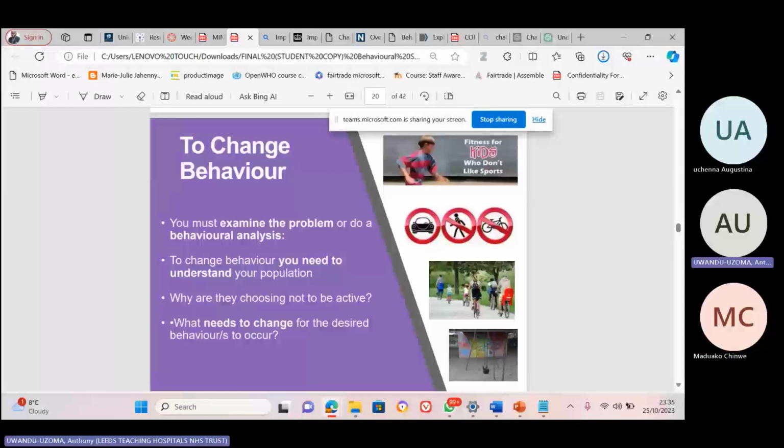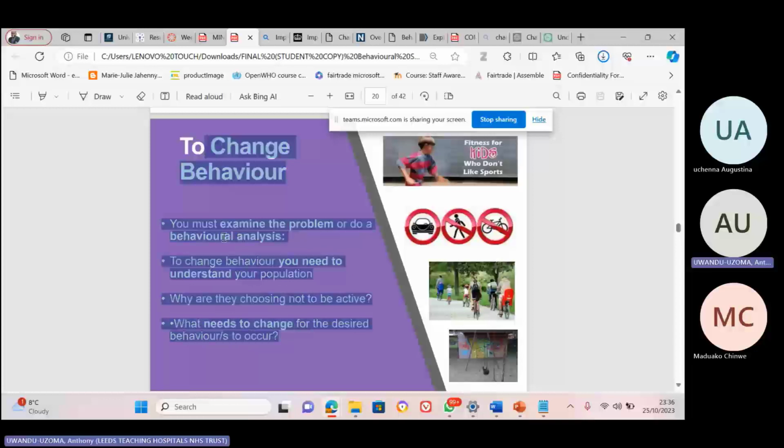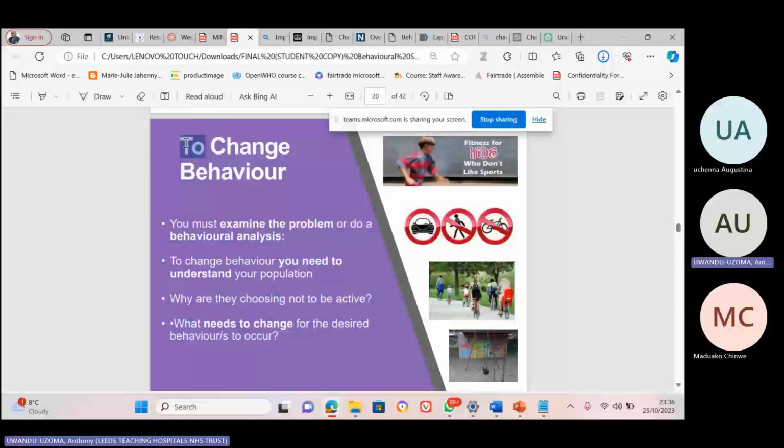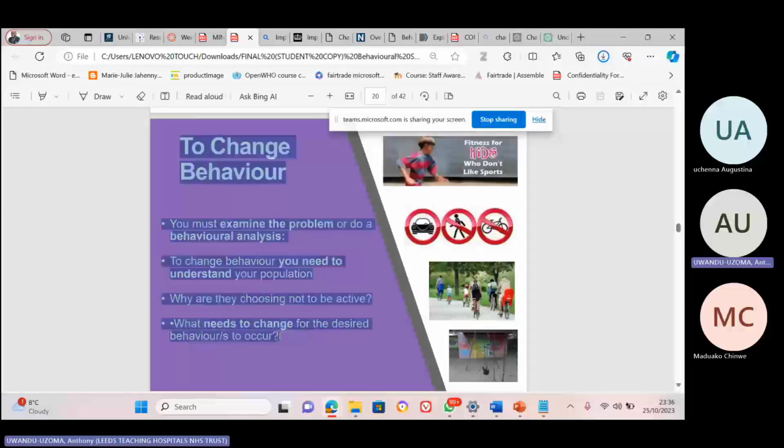So now look at the steps. Remember, they told us how we apply it. So look at the steps. It says to change behavior. So this slide is very important. These steps here for me are very important. So if I'm reading my textbook or reading anything, I need to understand this.